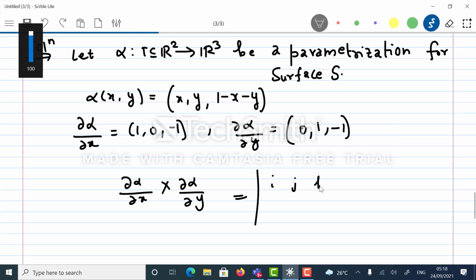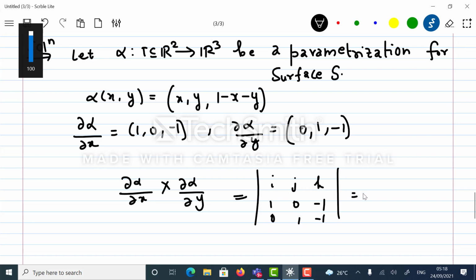i, j, k; 1, 0, minus 1; 0, 1, minus 1. So i times this is 0 minus minus 1, plus 1, minus j times minus 1 minus 1, plus k times this is k times 1. So ultimately we got 1 comma 1 comma 1.